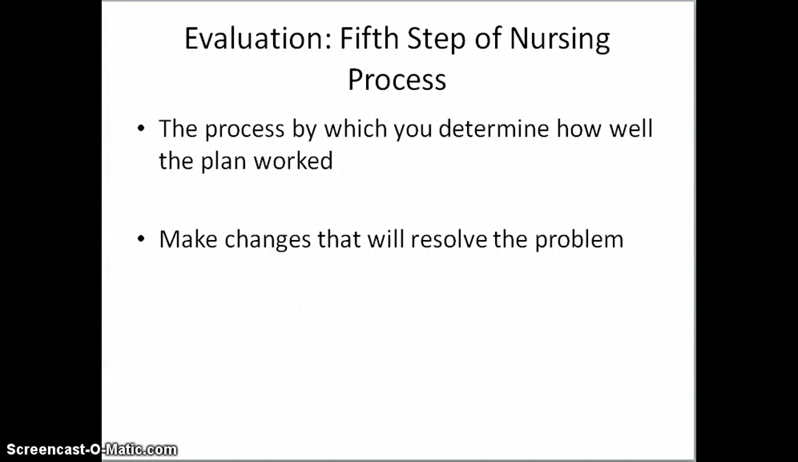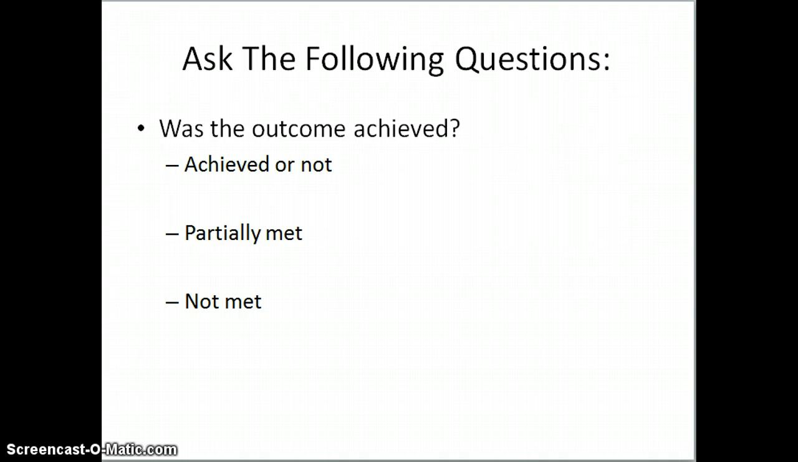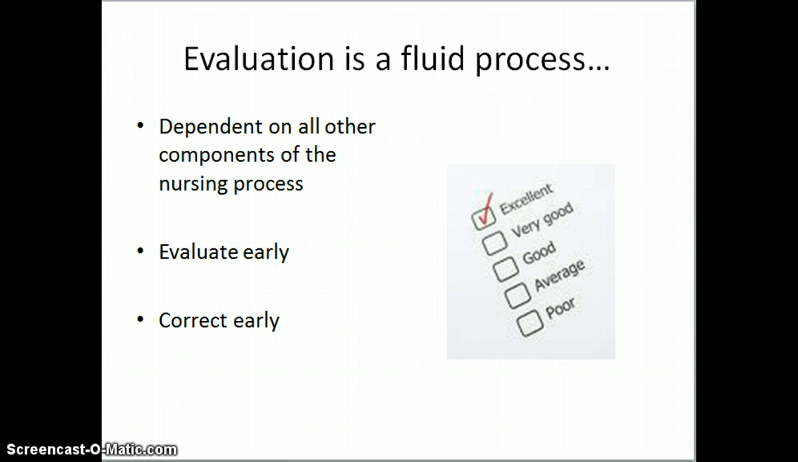Our fifth step then is to evaluate how we did. Did it work? Did it not work? Did the changes that we made resolve the problem, or do we need to go back to looking at the problem and figuring out what else we can do in our nursing cares that will help improve for that patient? When we ask, was it achieved? Was it fully achieved? Was it maybe partially achieved, or did we not meet it at all? And then we need to ask why. What interventions can be changed and what can we do differently?